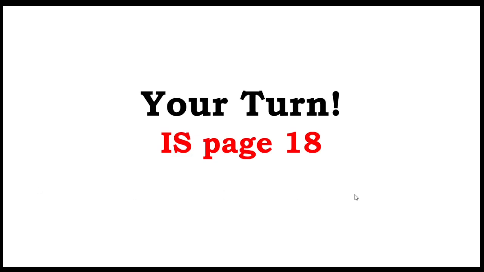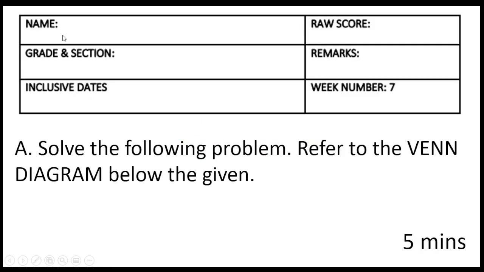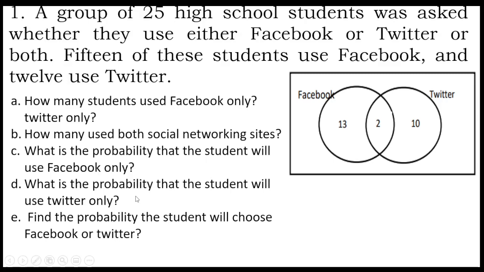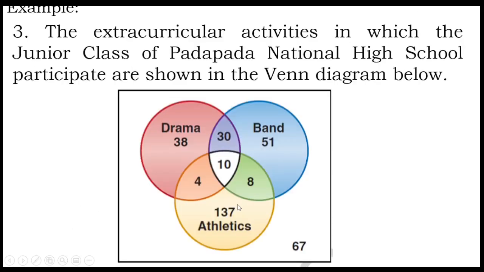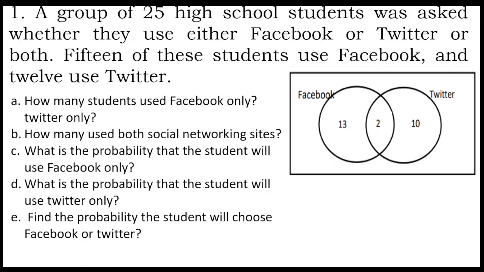And with that, your turn. You will be answering instructional support page 18. Do not forget to write down your name, your grade and section, the date you answered the module, and the week number, which is week 7, day 1. Okay? Now, for A, solve the following problem and refer to the Venn diagram below the given. So, this is the given. Answer letter A, B, C, D, and E. So, for A, B, C, and D, solution is not needed.